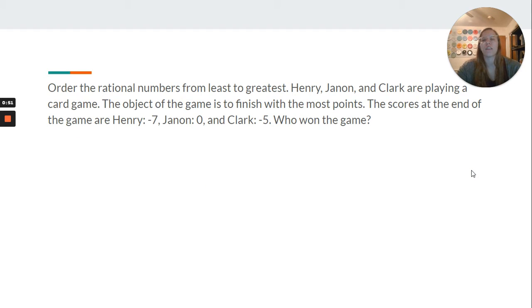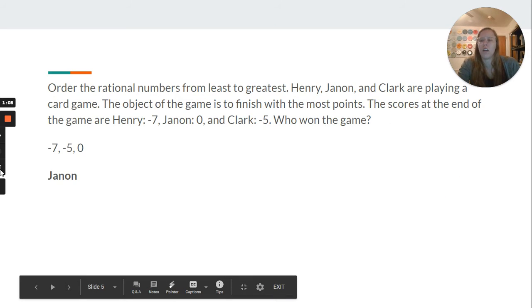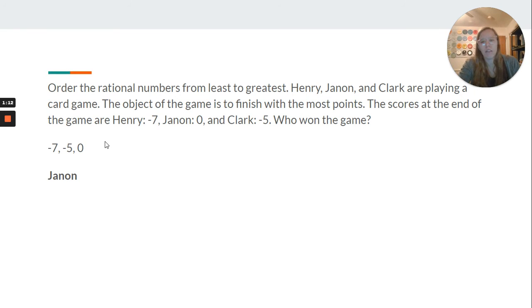Next, it says order the rational numbers from least to greatest. Henry, Janin, and Clark are playing a card game. The object of the game is to finish with the most points. The scores at the end of the game are -7, 0, and -5. So it's also asking us who won. So first we'll order the numbers. -7, -5, 0. So Janin has the most points, even though he technically, I guess, doesn't have any points. So Janin won the game.